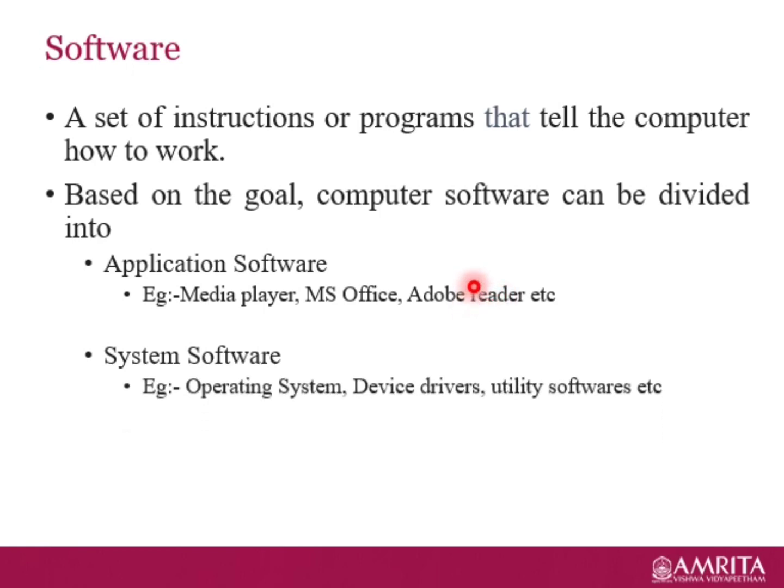On the other hand, system software is specific software which plays an important role in the working of the entire computer. For example, the operating system. So the operating system is not an optional thing. Obviously, you require an operating system for the functioning of your computer. Similarly, device drivers and utility software like antivirus or backup software. So these are all examples of system software, and they are required for the perfect functioning of the system. And always keep in mind that both hardware and software are essential for the proper functioning of a computer system.